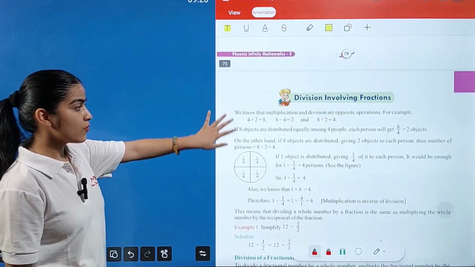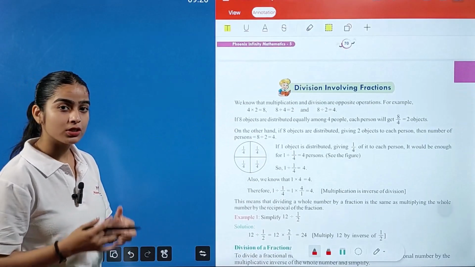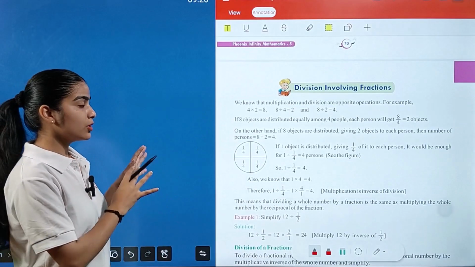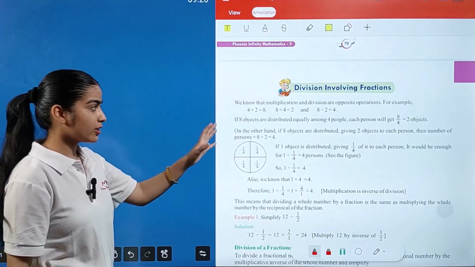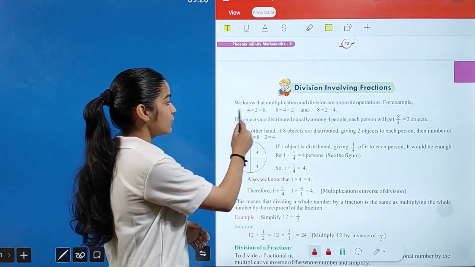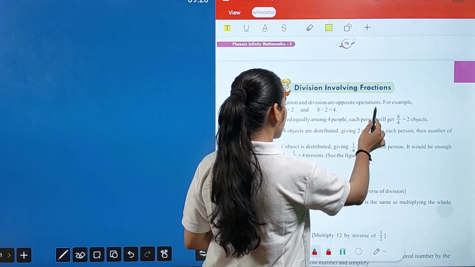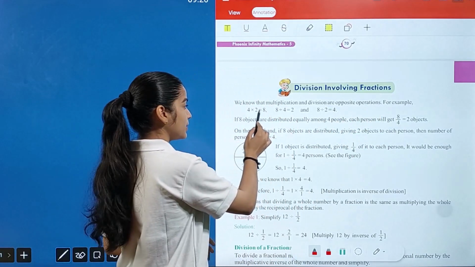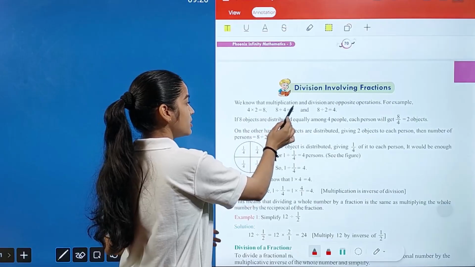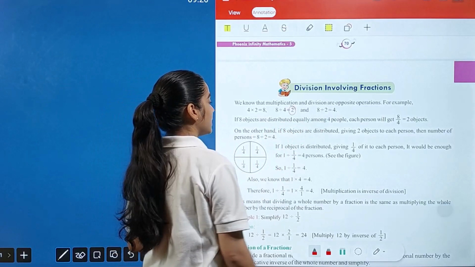And now we will move forward where we have to do divisions involving fractions. So till now we did only the multiplication part and right now we are doing division part. We know that multiplication and division are opposite operations. For example, 4 multiplied by 2 is equal to 8 and 8 divided by 4 is 2. So 8 divided by 2 is 4.